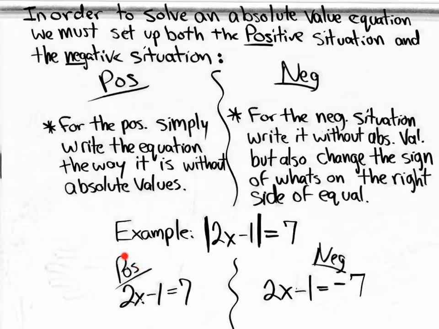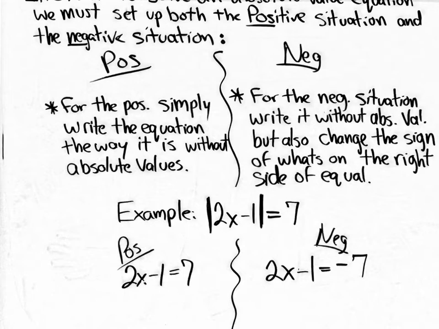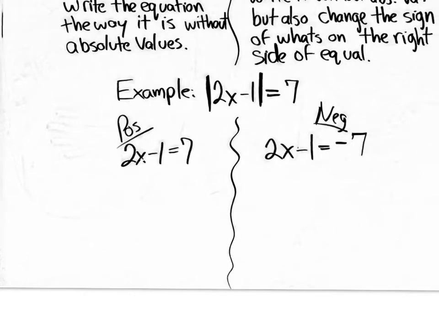Okay, how am I going to set up the positive situation? I write it exactly the way it is without the absolute values. Notice there's nothing there. It's just 2x minus 1 equals 7. No absolute values. Does that make sense? Okay? And for the negative situation, it's the same thing. No more absolute values. They're gone. It's just 2x minus 1.